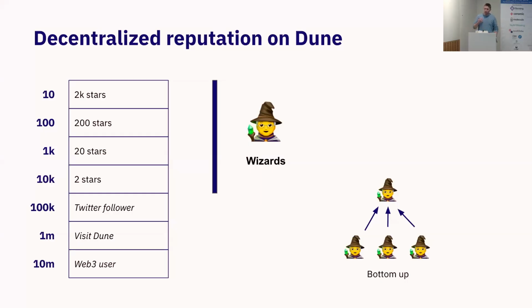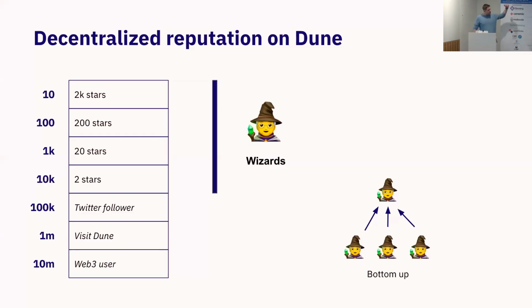And the people who have built the most successful dashboards in Dune, and there are a few that have like 3, 4, 5,000 stars, have built their entire career on Dune and have become essentially influencers in the data analytics community and wield a great deal of reputational power, as it were. But this reputation is entirely managed by their peers.